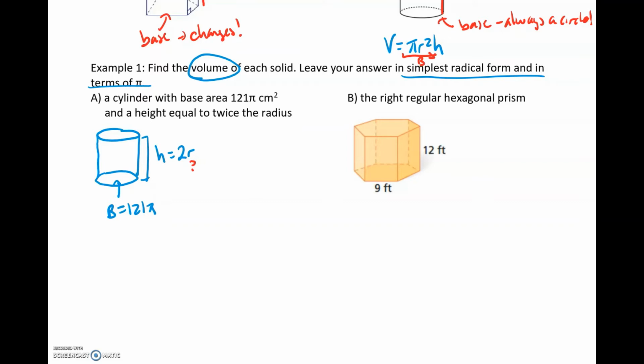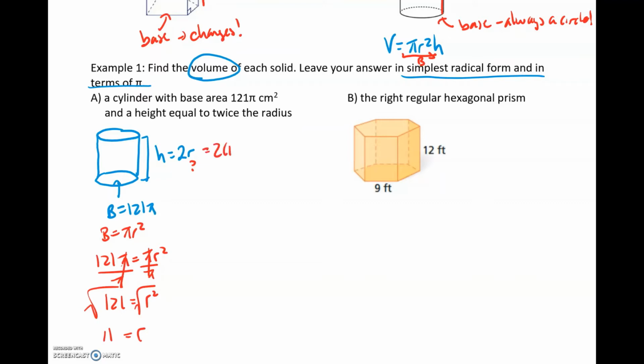Hopefully you remember that this capital B, this base area, is pi times radius squared, because we're looking at the area of a circle. If 121 pi equals pi r squared, we can totally find the measurement for r. I can divide both sides by pi, since pi is a number, and then square root 121. We want the positive value because radius is a measurement, so radius is 11.